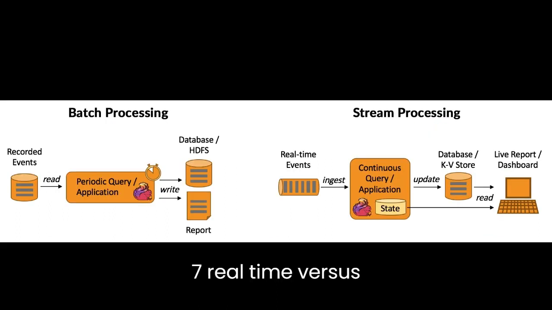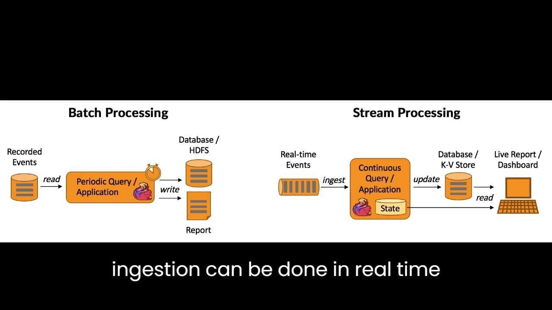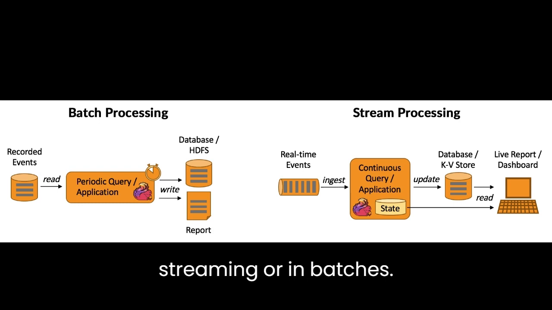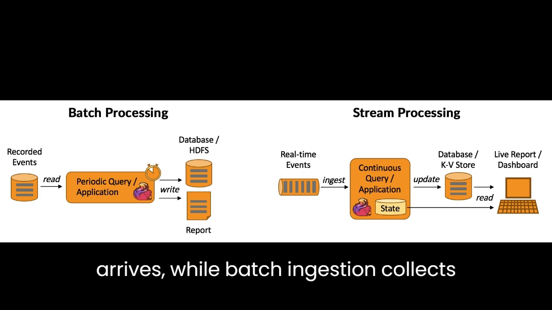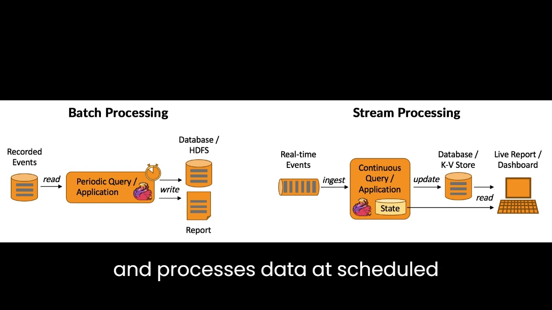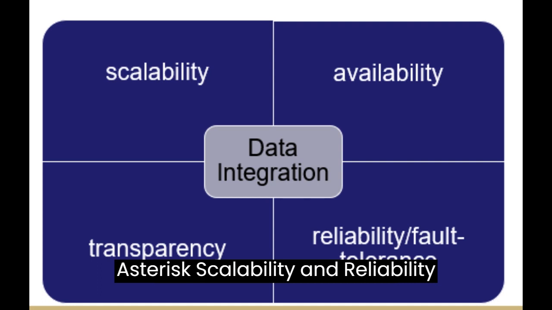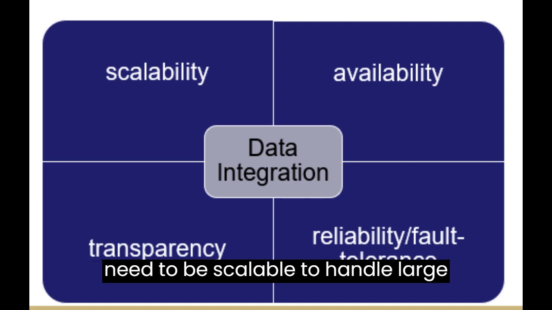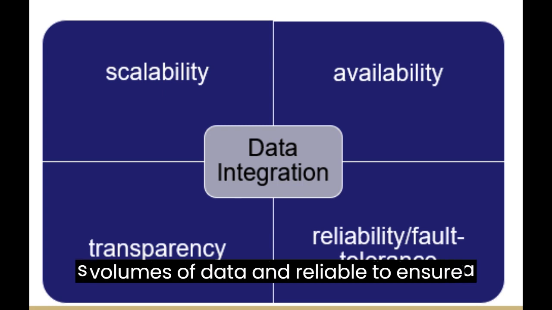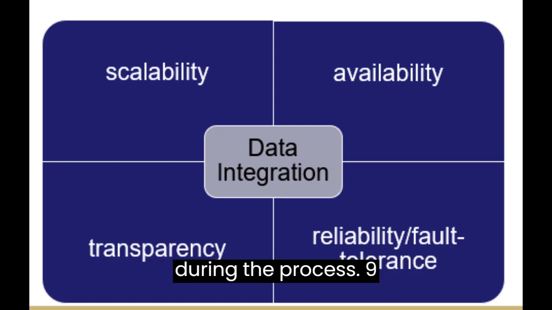7. Real-time versus batch ingestion. Data ingestion can be done in real time, streaming, or in batches. Real-time ingestion processes data as it arrives, while batch ingestion collects and processes data at scheduled intervals. 8. Scalability and reliability. Data ingestion systems need to be scalable to handle large volumes of data and reliable to ensure data is not lost during the process.